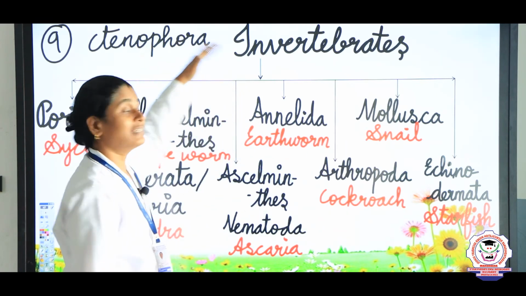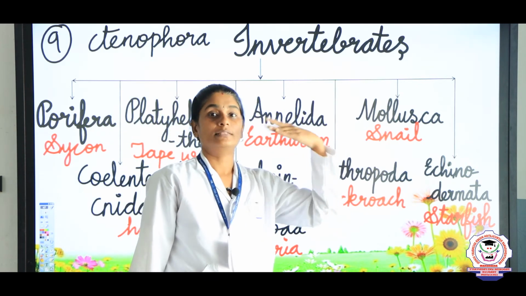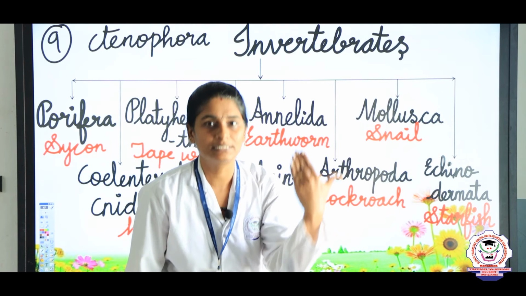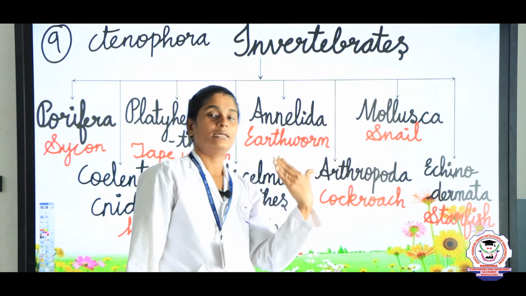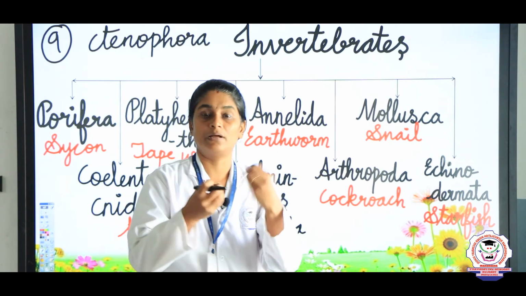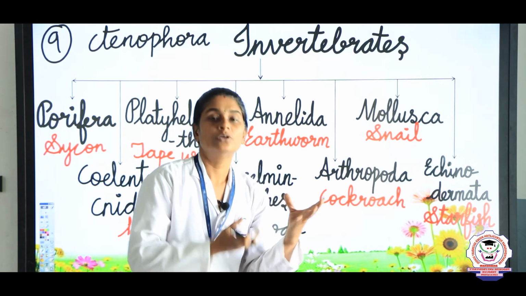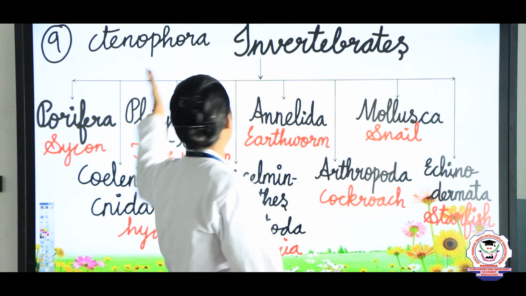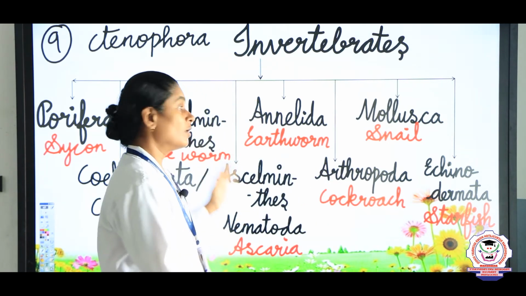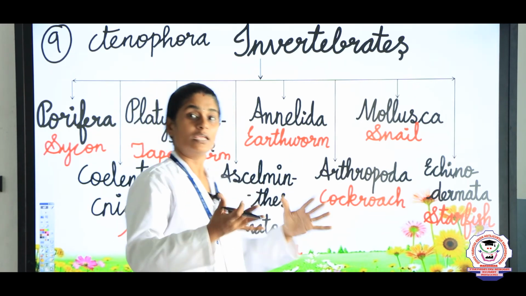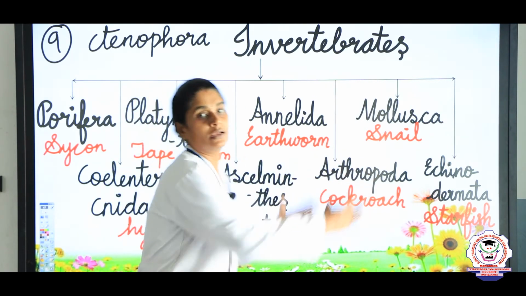For Tenophora, the examples are animals that live in the sea, right. Some sea animals exhibit some light, you know. So, those animals come under Tenophora, right. In the next part we will see in detail about all these phylums, right.